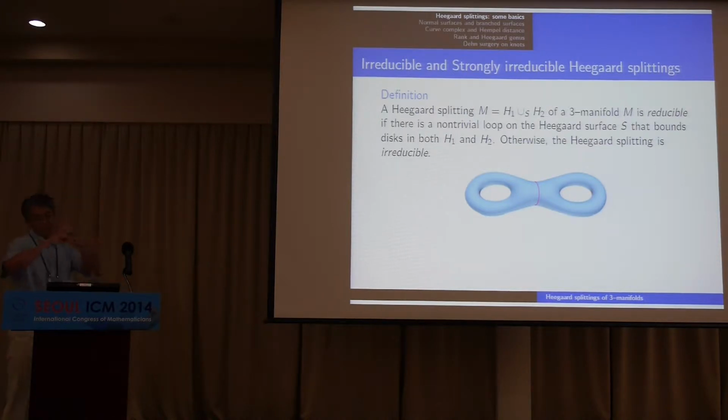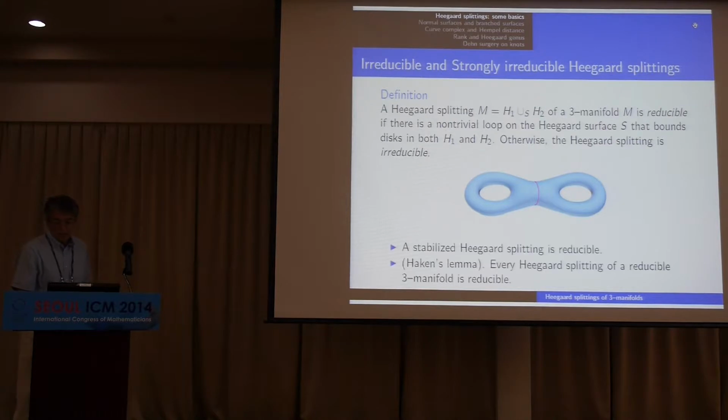And because you have a pair of disks that share the boundary curve, their union is going to give you a two-dimensional sphere. If this two-sphere bounds a three-dimensional ball, then due to a theorem of Waldhausen, this Heegaard splitting is sort of trivial, and you know this Heegaard splitting is stabilized. That means it is obtained from another, smaller genus Heegaard splitting by adding a trivial handle. And if this sphere is essential, then that means your three-manifold is reducible. So that's the relation.